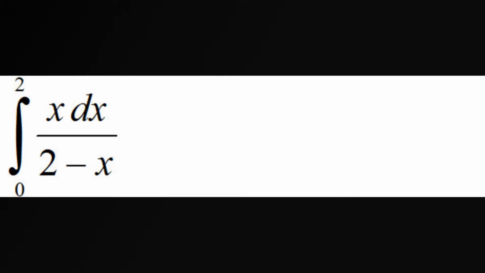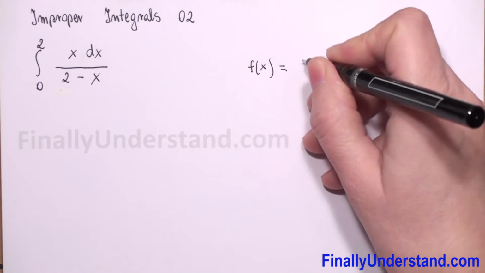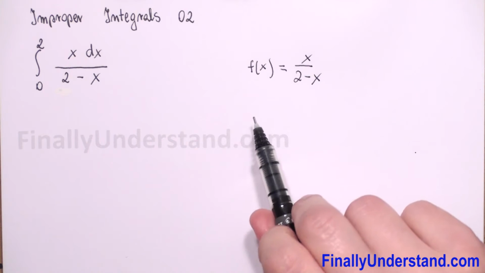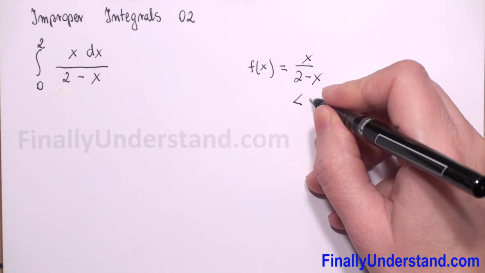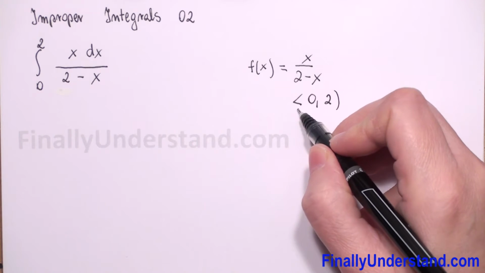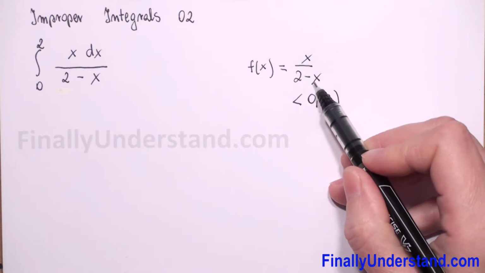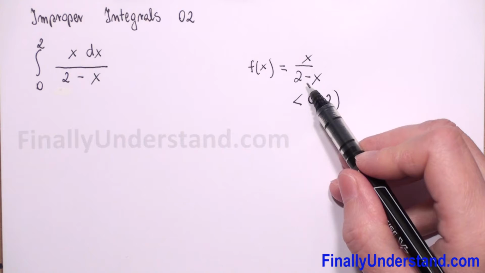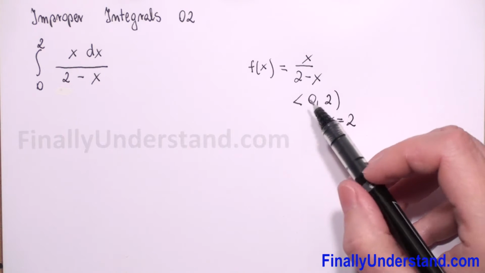We have an improper integral. Our function, let me put this here, f of x is equal to x over 2 minus x. Our function f is continuous on the interval from 0 to 2. On the left side we have a closed interval. Why do we have an open interval on the right side? Because for x equals 2 we will have 2 minus 2, so we will have 0 in the denominator. We cannot have 0 in the denominator. So for x equals 2 our function is discontinuous.